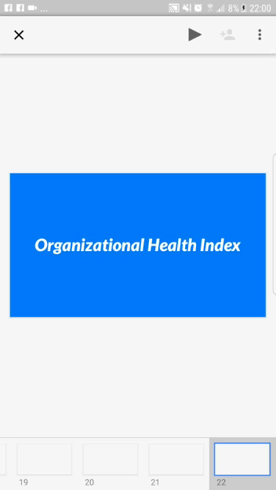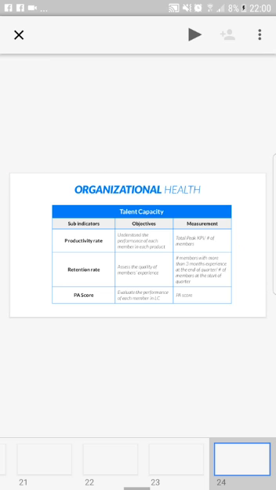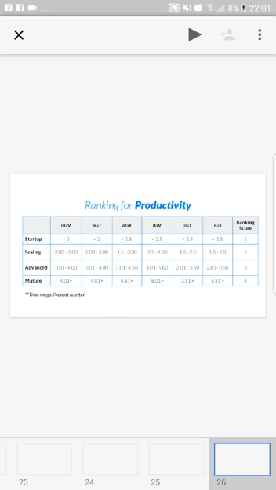So now on to the organizational health index. The main indicators will include the three things earlier: talent capacity, financial strength, and legality and governance. Under talent capacity, there will be productivity rate, retention rate, and of course the most important thing that PM has always been rushing us, PA scores. Financial strength will include all this stated on the slides. And this slide tells you how we measure productivity, the brackets and everything. Same goes for most of these slides, so it's pretty easy for you guys to go through this, and I'll just move on to the later part.